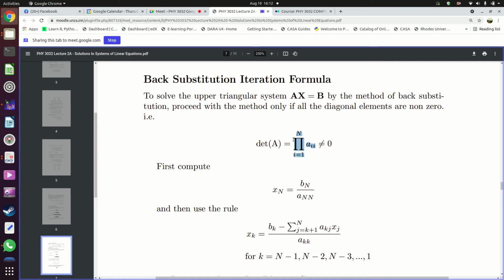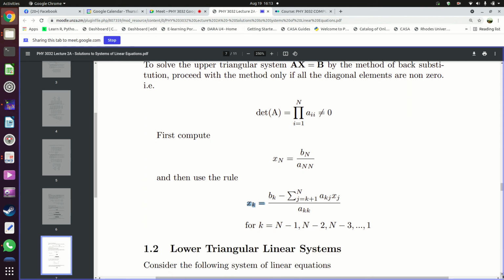Then after you confirm that a solution is there, the next thing you're going to do is go to the last equation and work out Xn equals Bn over Ann. Once you do this, you can work out the rest of the values using this expression: Xk equals Bk minus the summation of j equals k plus 1 to n of akj xj, divided by akk, for k equals n minus 1, n minus 2, n minus 3, all the way back up to 1. So that's how back substitution works with an upper triangular system.